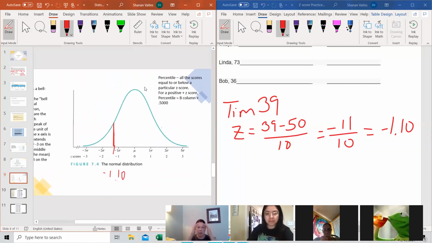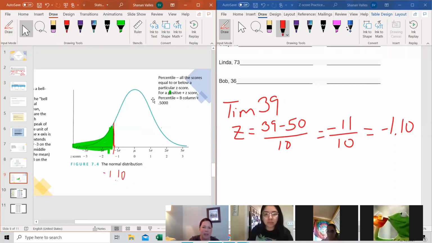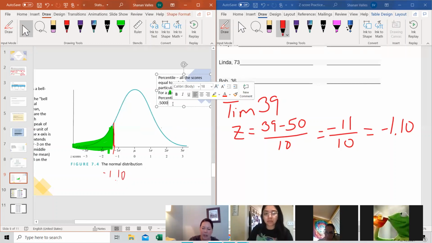Percentile is everybody equal to and below. Okay, equal to and below. Sorry for you guys, below is probably that way, huh? I realized I flip-flop them. What can we look at that would give us everybody equal to Tim and below? The C column? Yes, exactly. That is exactly right.